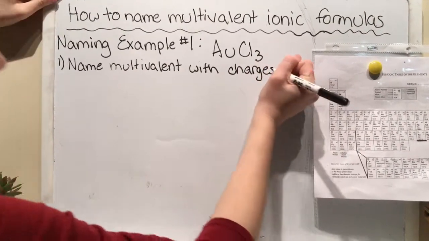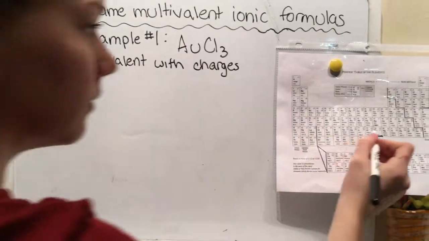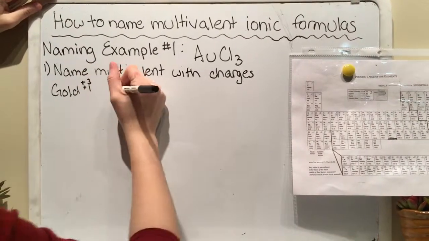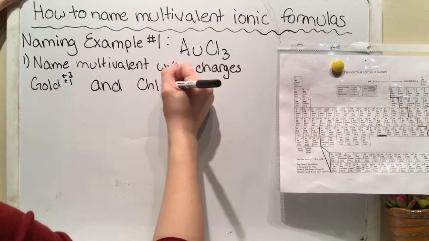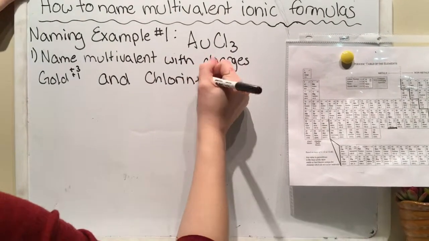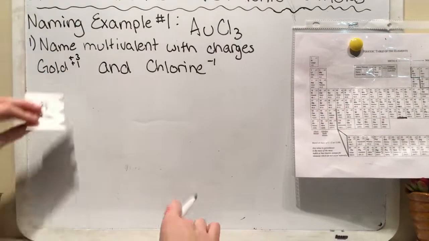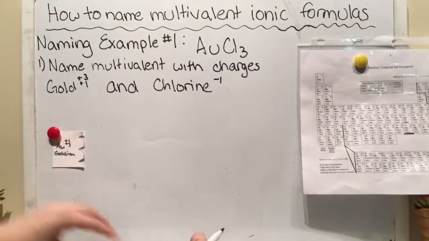We also need to make sure that we place our charges with the name. The first name, Au, is gold with a charge of +3 or +1. The second one is chlorine with a charge of -1. These are both found on the periodic table. Metals on the left, nonmetals on the right.